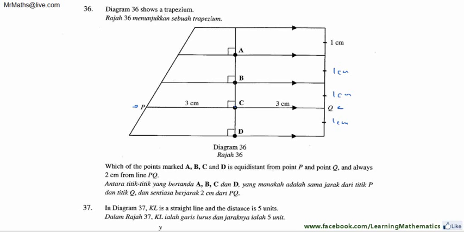Now they are all equidistant from P and Q, right? So you're talking about B, yes. They're equidistant. Always equidistant. Everything here is equidistant from the point P and Q, including A, everything there, right? But which one is always 2 cm away from the line PQ itself? It's only A. So the answer is A. Okay, let's move on.